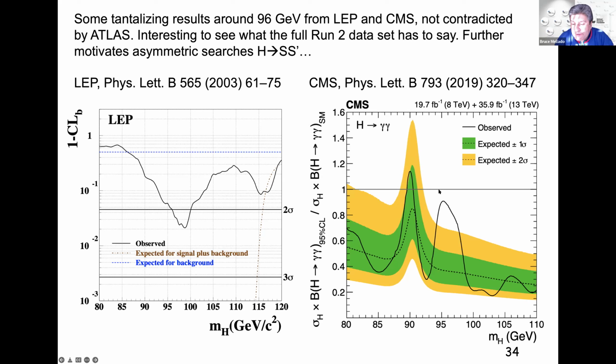Doing the same thing, CMS came up with an excess here. You can see in the limit, the observation being above the 2 sigma band, searching for an SM-like Higgs. And ATLAS, that's not excluded. So, you know, this is very interesting.